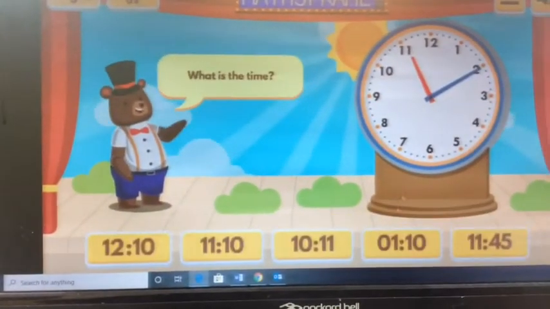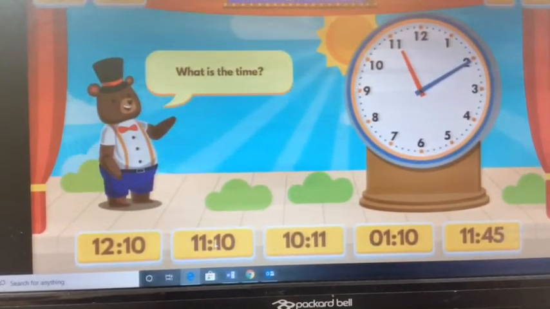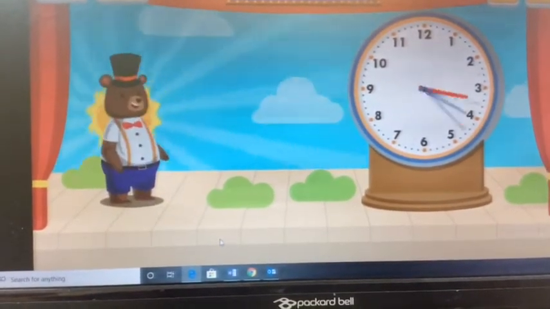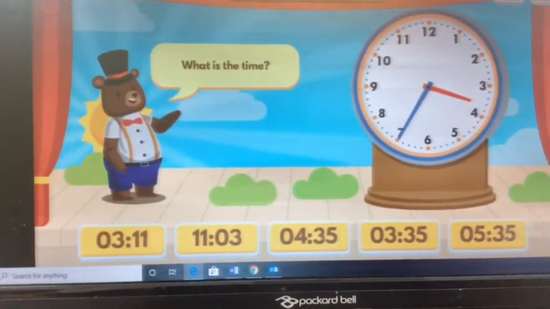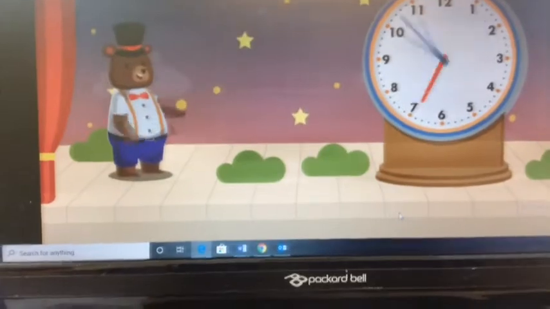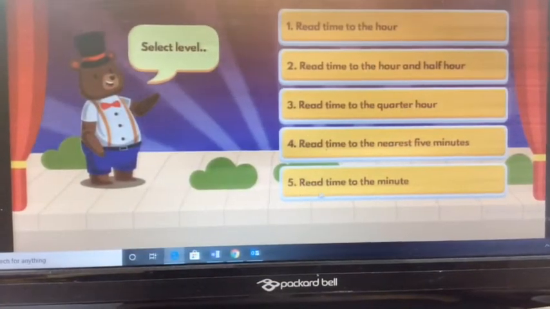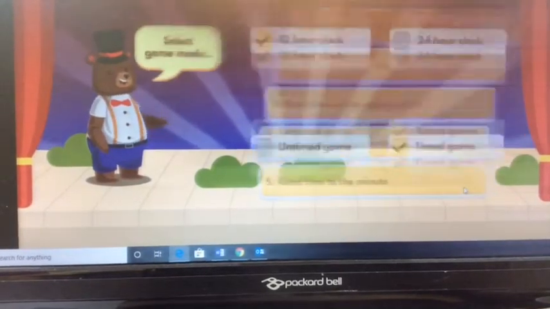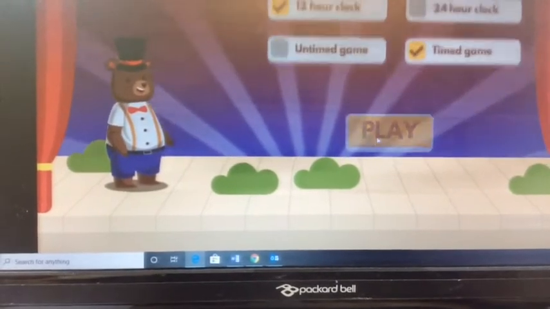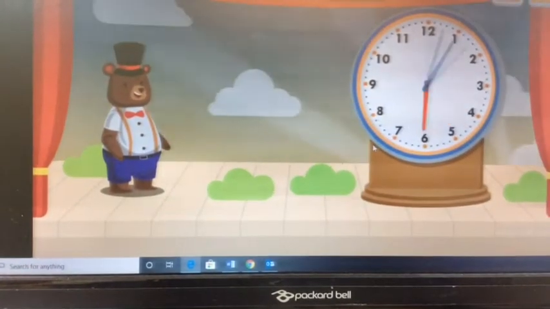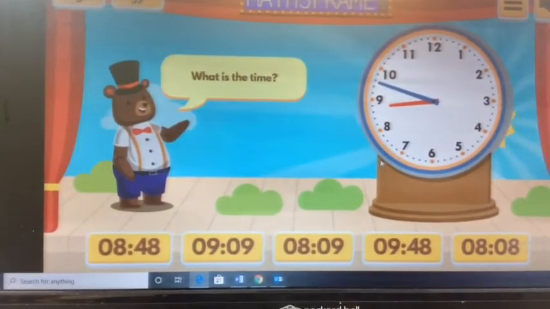Okay, what is the time? What do you think this time? And so on. Have fun and see if you can keep beating your score. If you're happy with that, have a go at read the time to the minute. A little bit harder. Again, use a 12-hour clock and time yourself. Have a try, don't be shy.